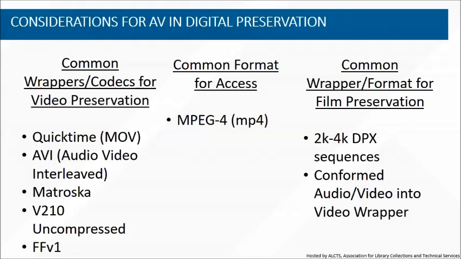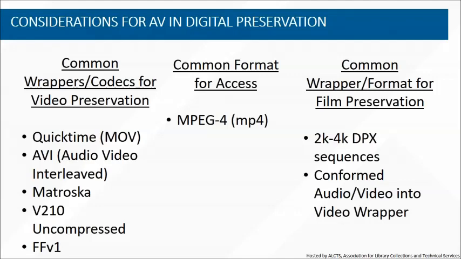So another file format you might be familiar with is DV. That's typically used as a mezzanine file that's used for production purposes and used to make derivatives. But in a preservation context, we want to go with either uncompressed or lossless files. A common format for access would be an MP4. That's widely used across many different systems. They can be very small files with very good compression. Great for access.